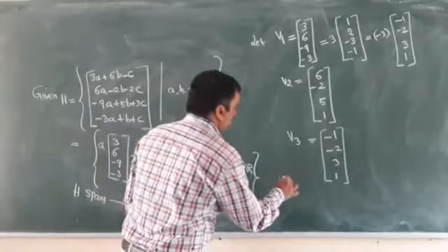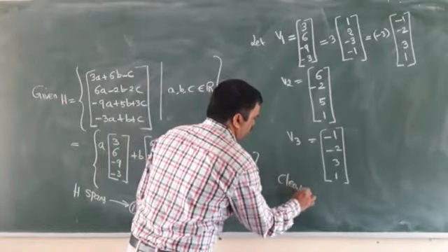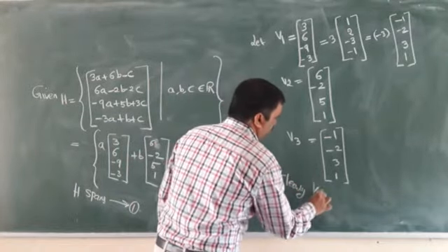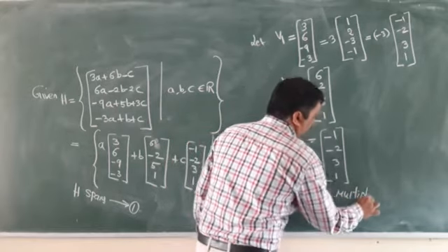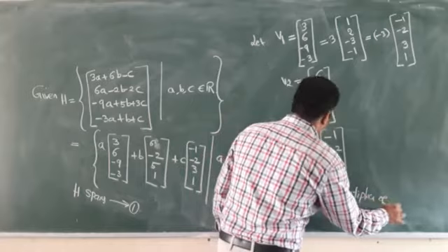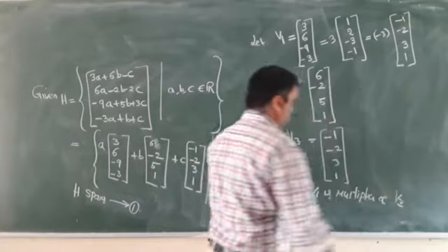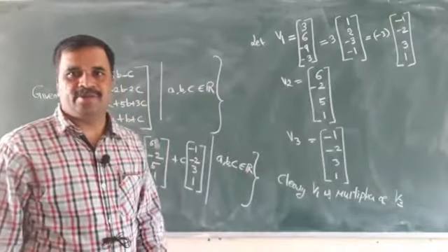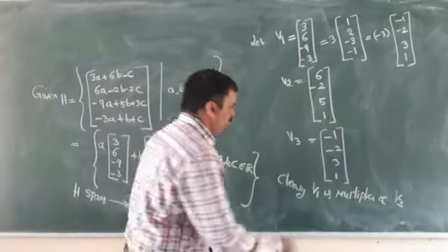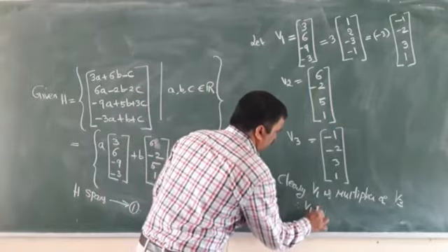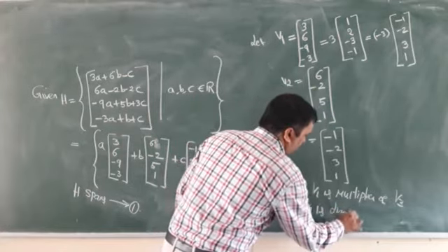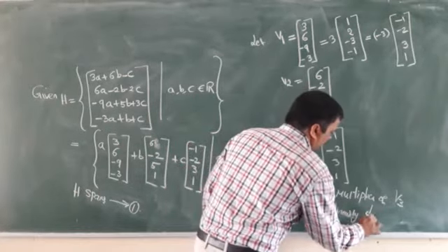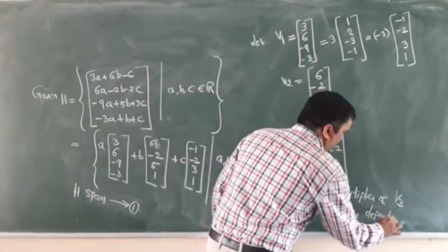Clearly V1 is a multiple of V3. Therefore, V1 is a linearly dependent vector.